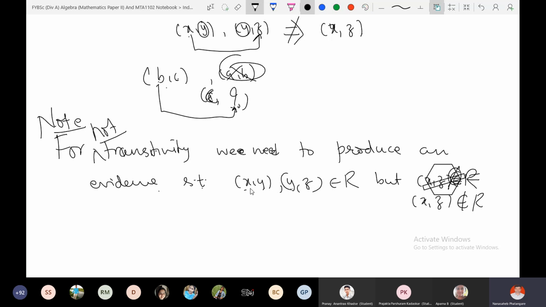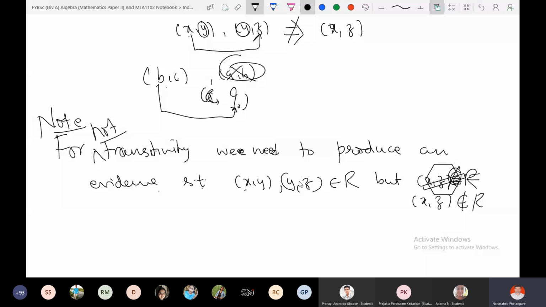Yes, sir. Which pair do we expect if we have two pairs where the second component of one pair is the same as the first component of the second pair? We expect that the pair xz should be there. If we produce evidence that it fails, then the relation is not transitive. And if there is no such evidence, then we have to accept it. So this is a logical fact.